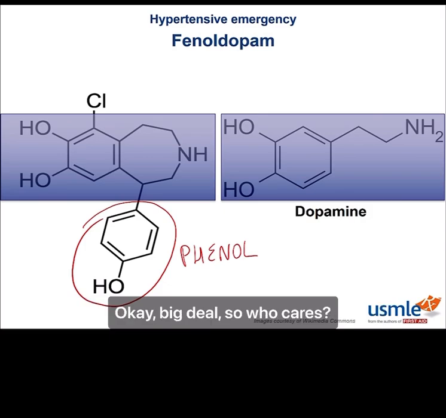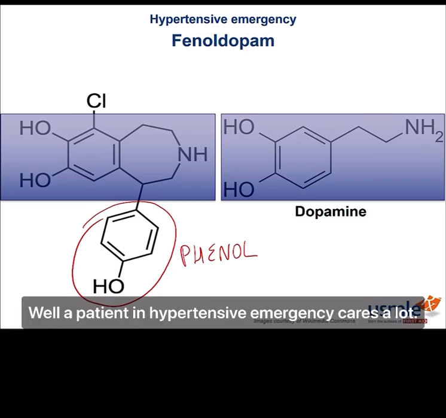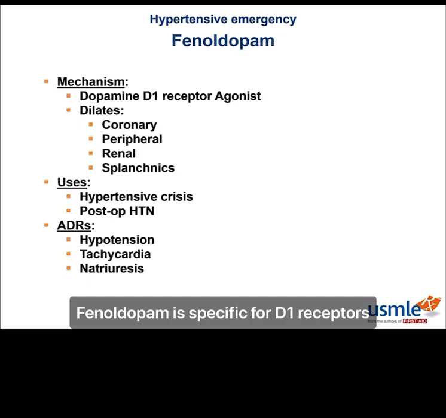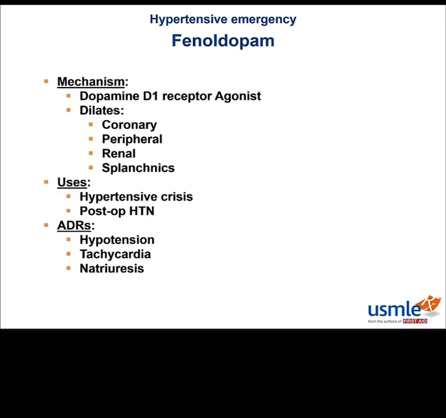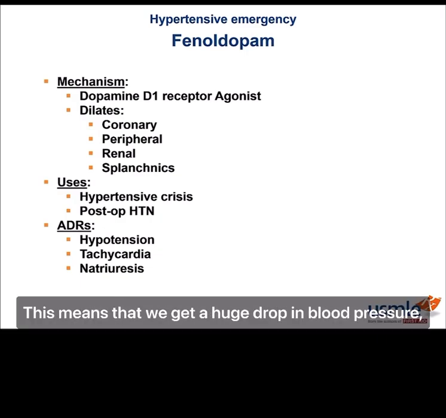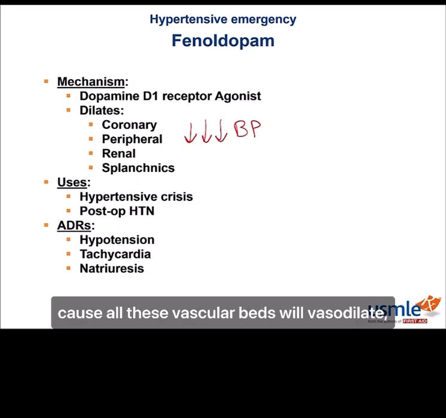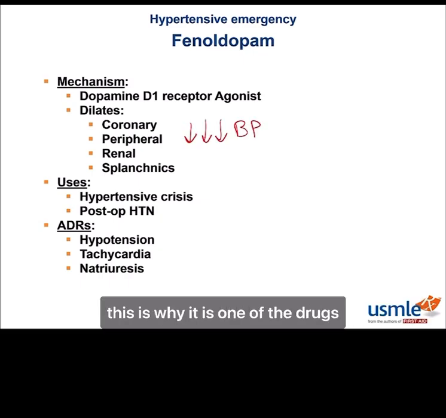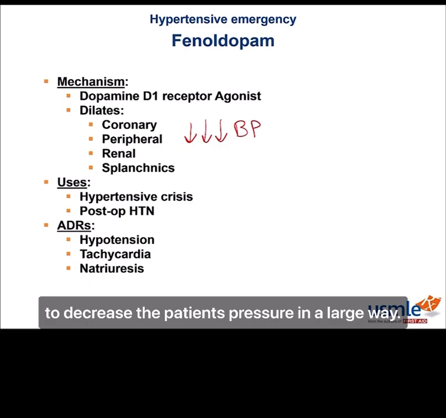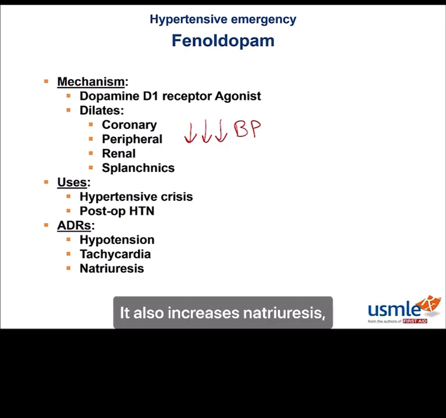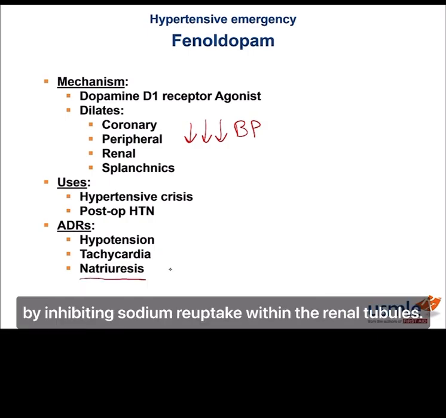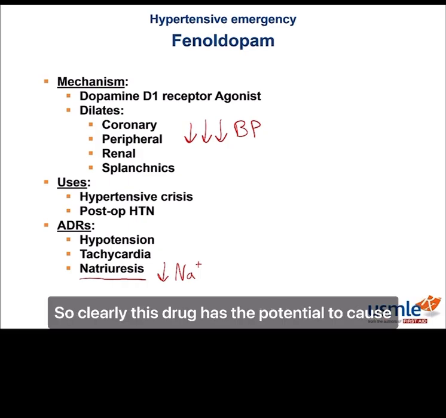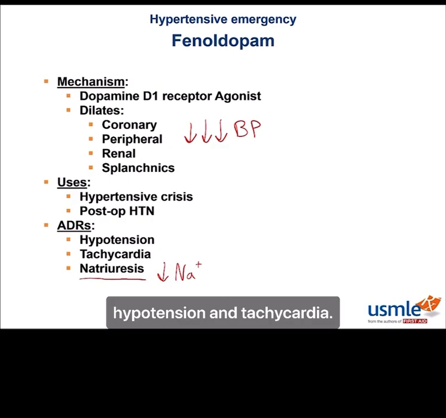Okay, big deal, so who cares? Well, a patient in hypertensive emergency cares a lot. Fenoldopam is specific for D1 receptors in the peripheral, coronary, renal, and splanchnic vascular beds. This means that we get a huge drop in blood pressure because all these vascular beds will vasodilate. This is why it is one of the drugs used for a hypertensive emergency. We want systemic vasodilation to decrease the patient's pressure in a large way. It also increases natriuresis by inhibiting sodium reuptake within the renal tubules. So clearly, this drug has the potential to cause hypotension and a reflex tachycardia.